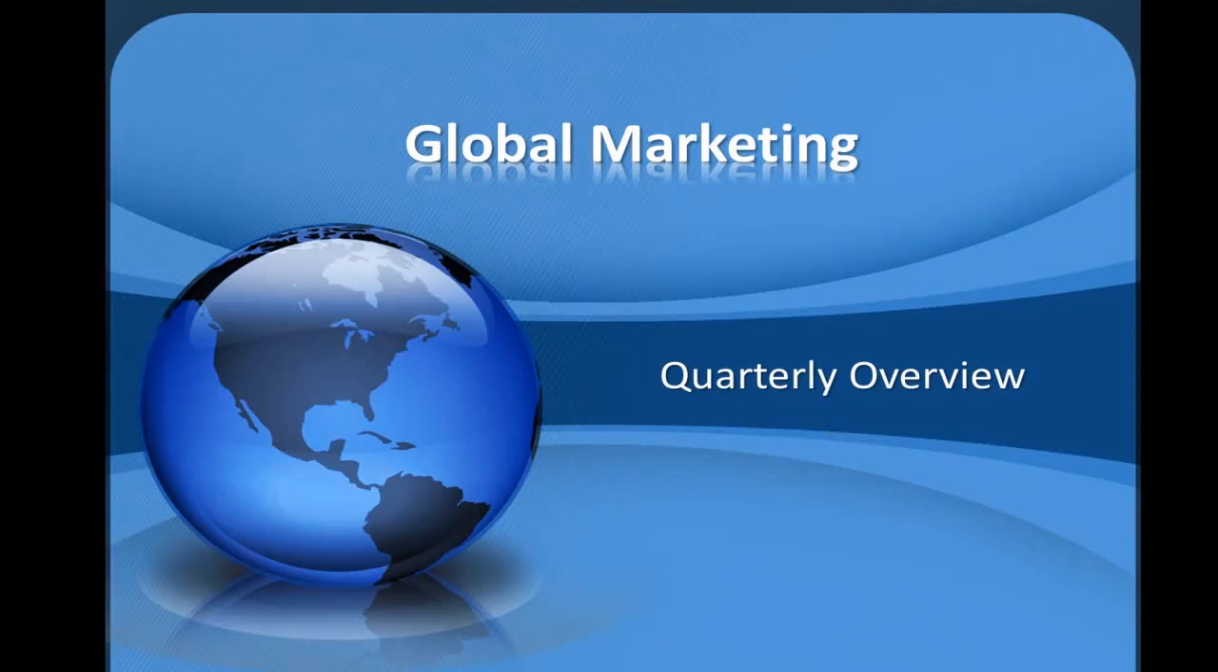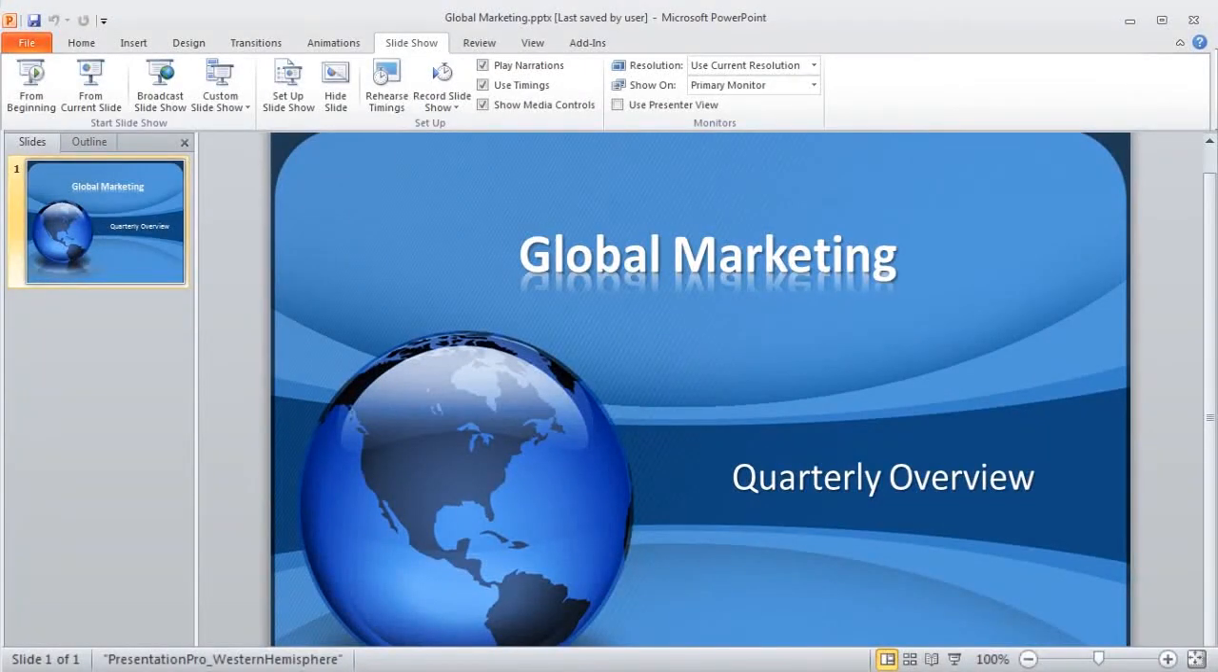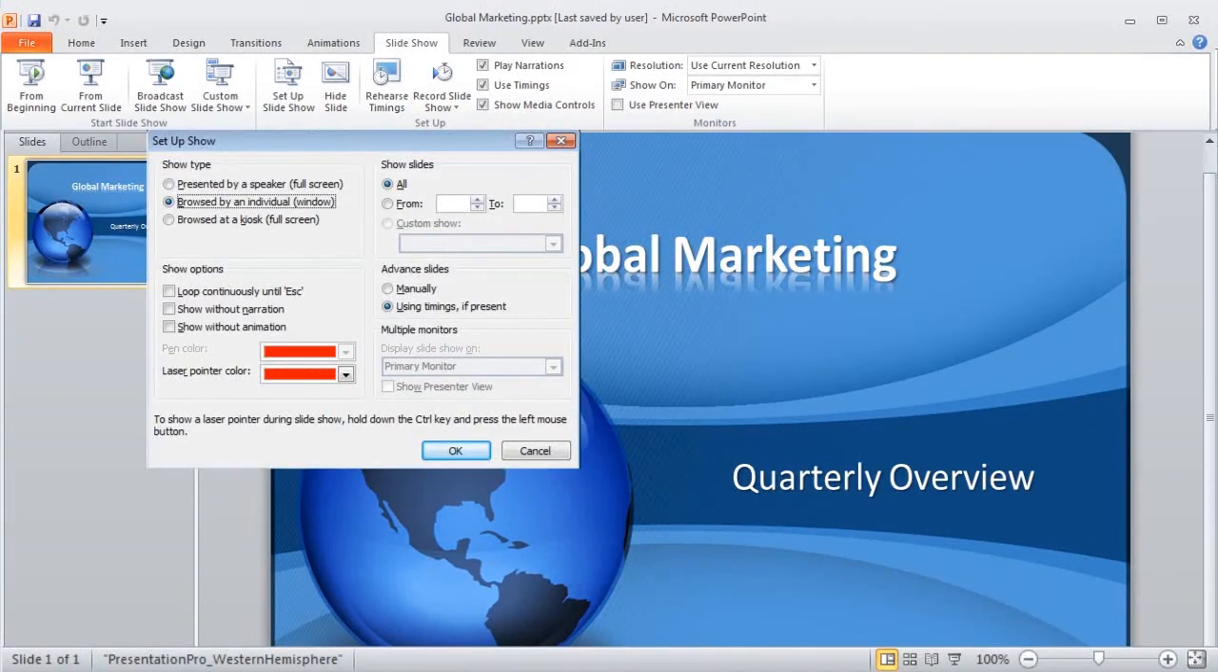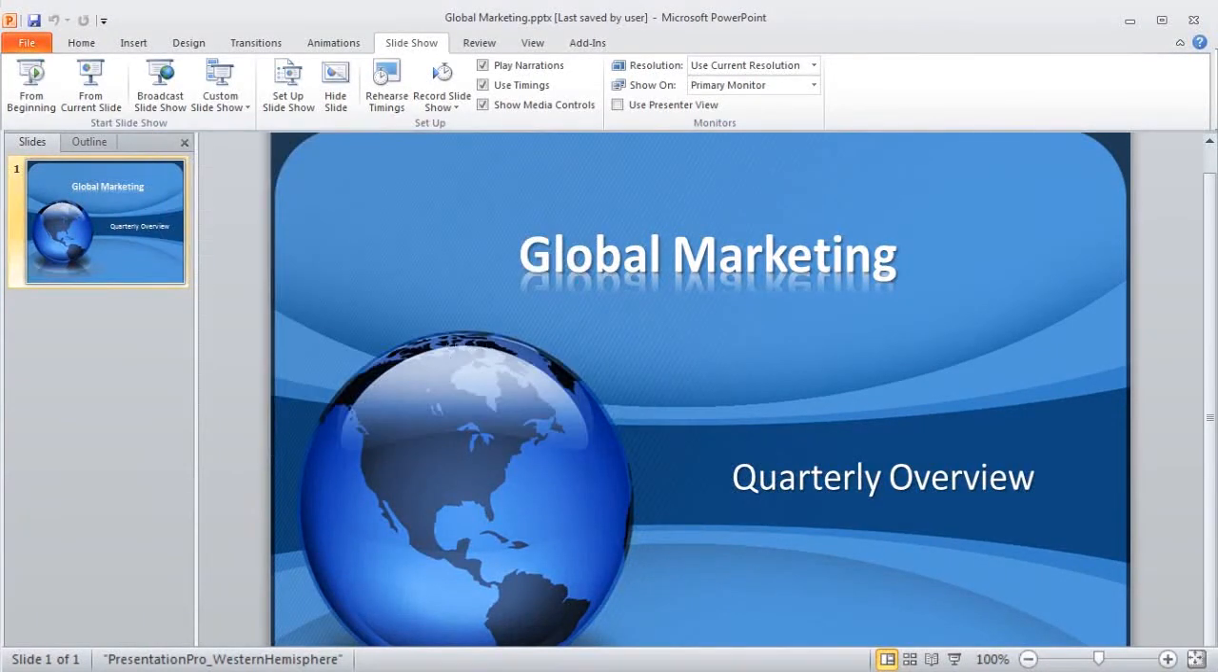presentation. Your second and best option for sharing a PowerPoint presentation is to set your default settings to Browsed by an individual window. Let me show you how to do this. Click on the Slideshow tab, select the Setup Slideshow, and make sure that you have selected the second option for Browsed by an individual window. Now click OK. This setting will now be default for you in PowerPoint.